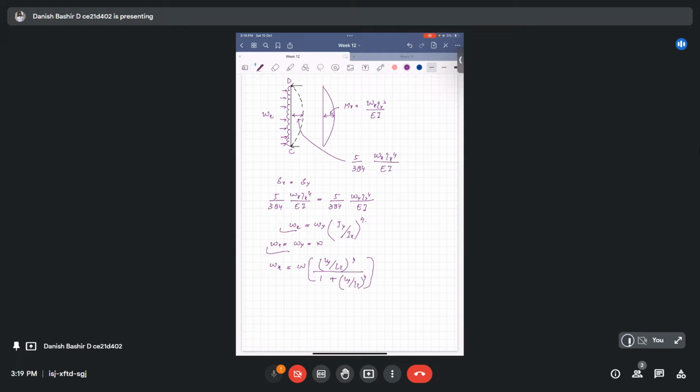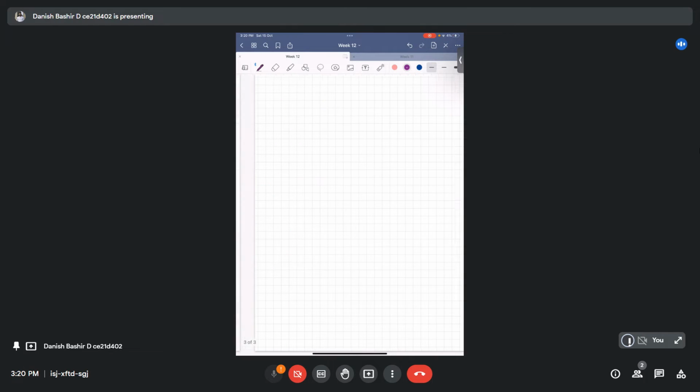Okay, if you denote this term ly by lx, that is the aspect ratio, as r, you will get simply wx as w times r power 4 divided by 1 plus r power 4, and you have wy similarly as w times 1 by 1 plus r power 4. Okay.